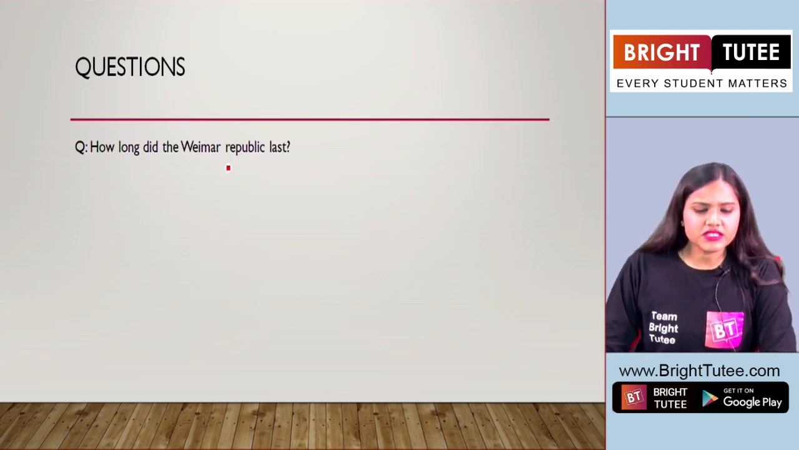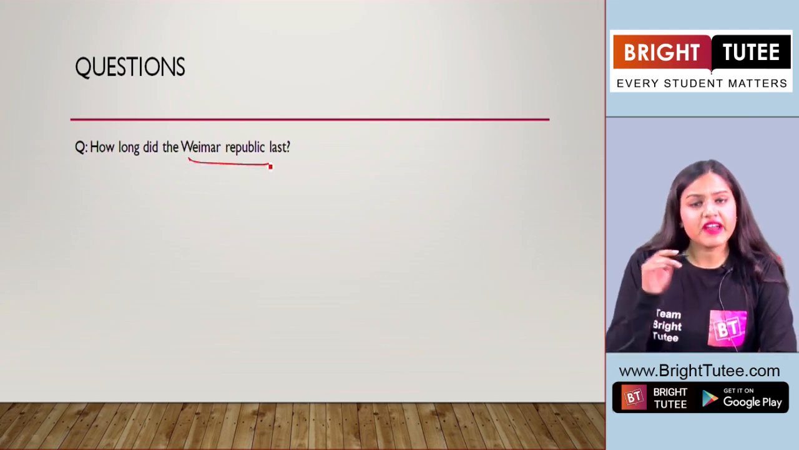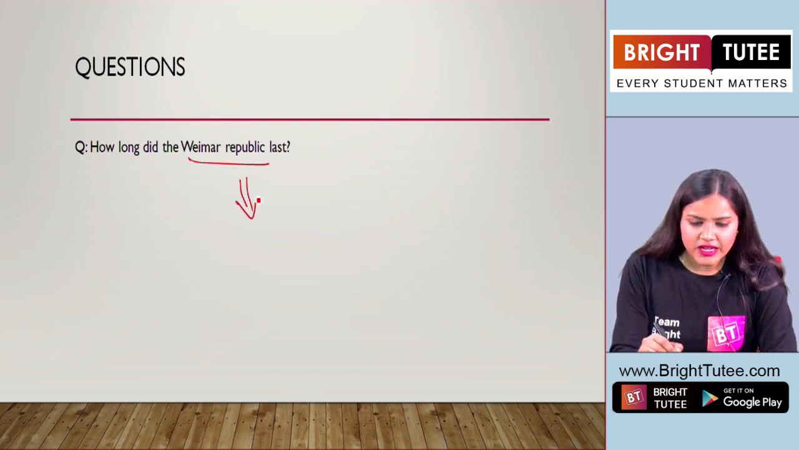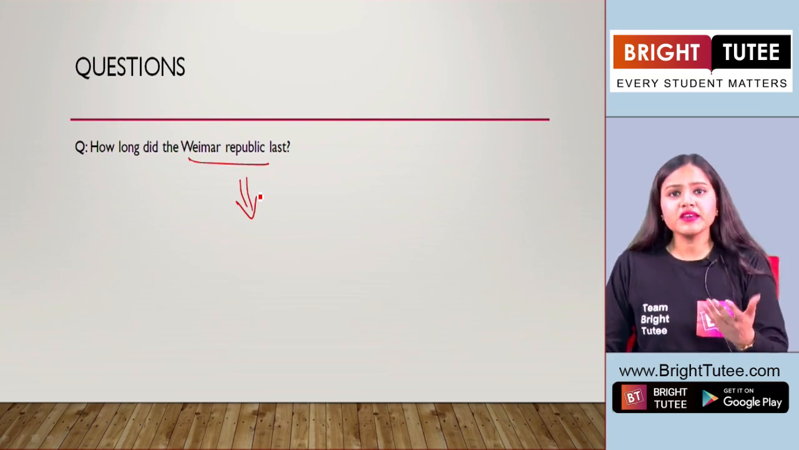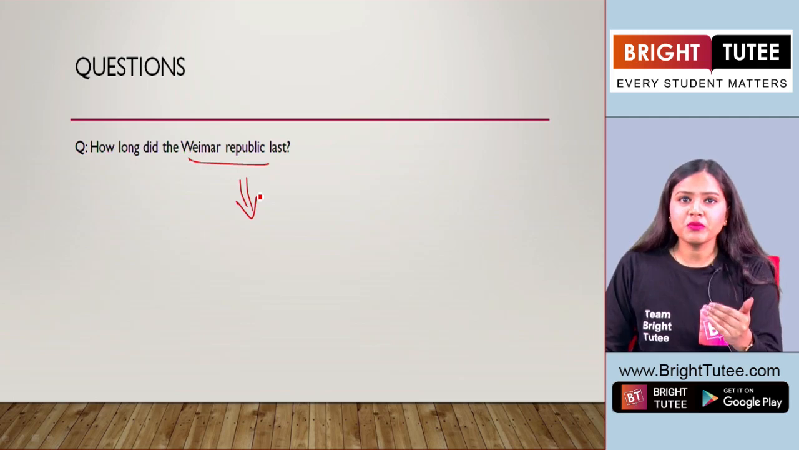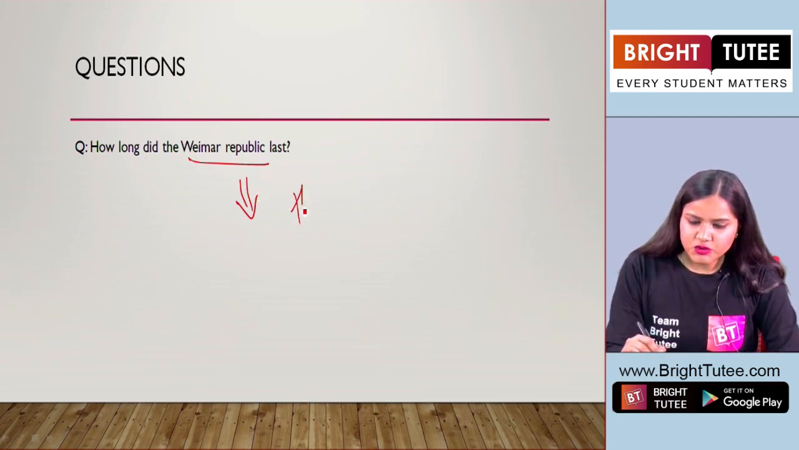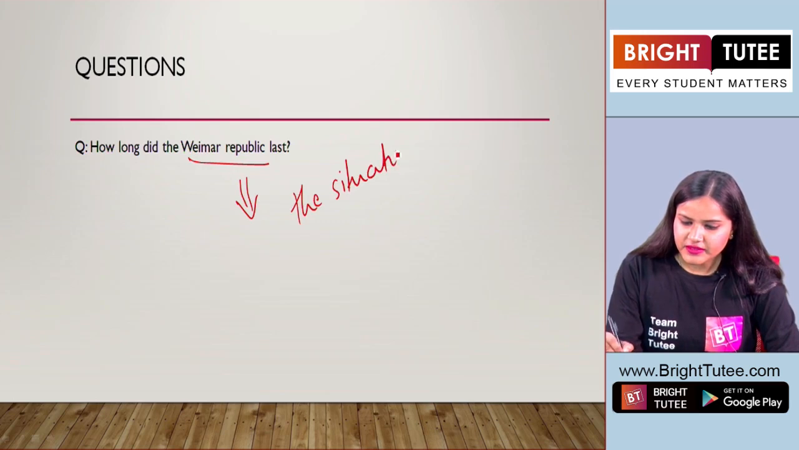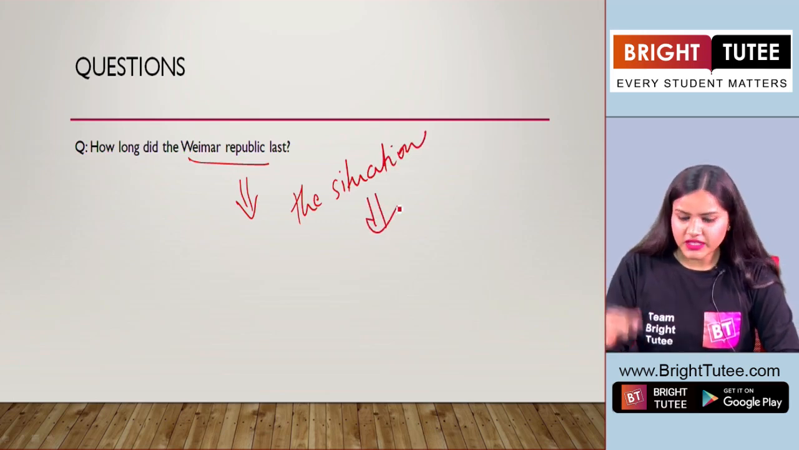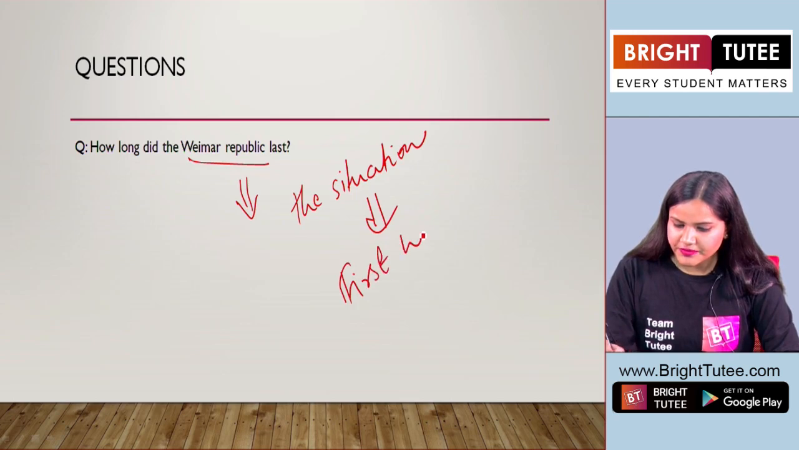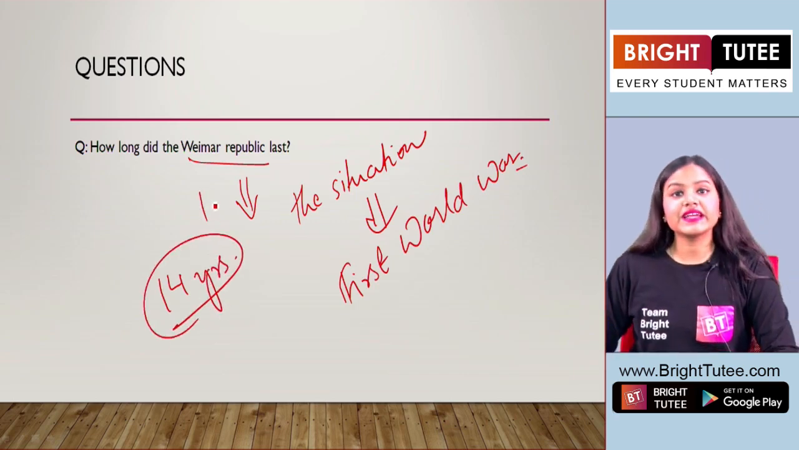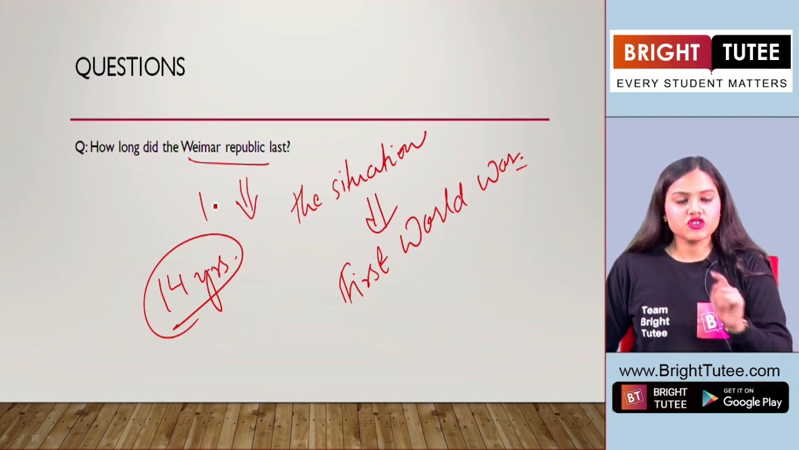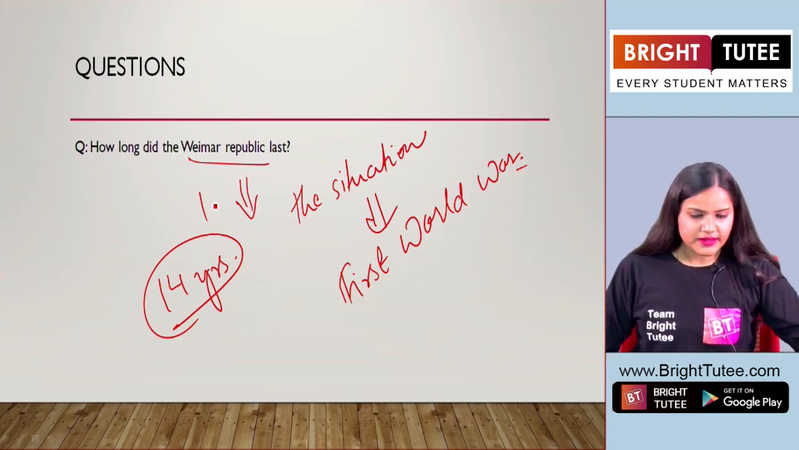The next question is, how long did the Weimar Republic last? So for how many years did the Weimar Republic last? We read that the Weimar Republic did not last for a long time, right? People were looking for an alternate option because somewhere they blamed the Weimar Republic for the situation that was created after the First World War. So the correct answer here would be 14 years. So the Weimar Republic lasted for 14 years. So just remember the year here, okay?